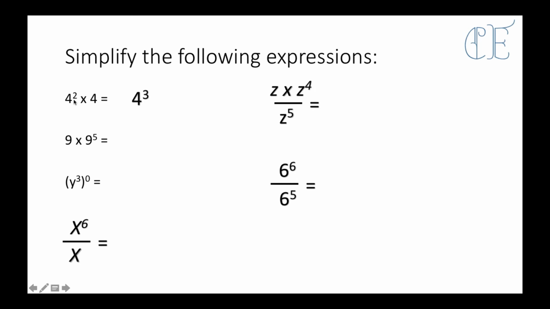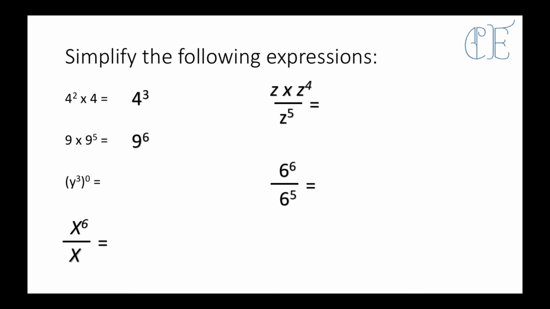So 4 to the power of 2 times 4. Well, this is like saying 4 to the power of 1, and we're timesing, so we add them. If this is 4 on its own, we can pretend it's 4 to the power of 1, and we add the powers, so we must have 4 to the power of 3. Again, we're doing a times, so we add them, and this is like saying 9 to the power of 1, so we would end up with 9 to the power of 6.